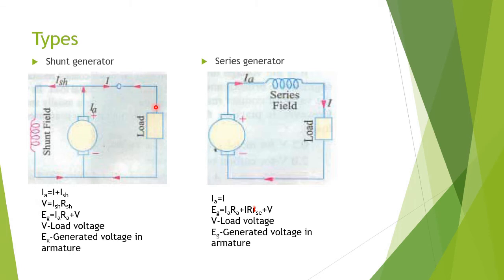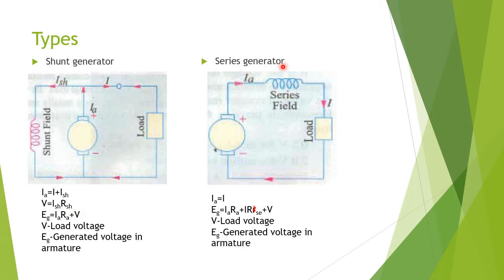Apply Kirchhoff's voltage law to this closed path. According to Kirchhoff's voltage law, the sum of the voltages in a closed path is 0. EG is the EMF induced in the armature. In the generator, the output is electrical. That EMF produced is taken as EG, the generated voltage in the armature. So EG is equal to the voltage drop in the armature plus V. The drop in the armature is IARA, since the armature is made up of windings, so there will be some voltage drop. So EG is equal to IARA plus V.